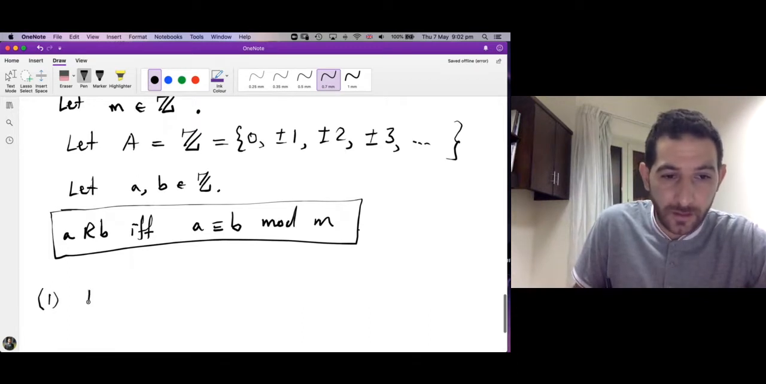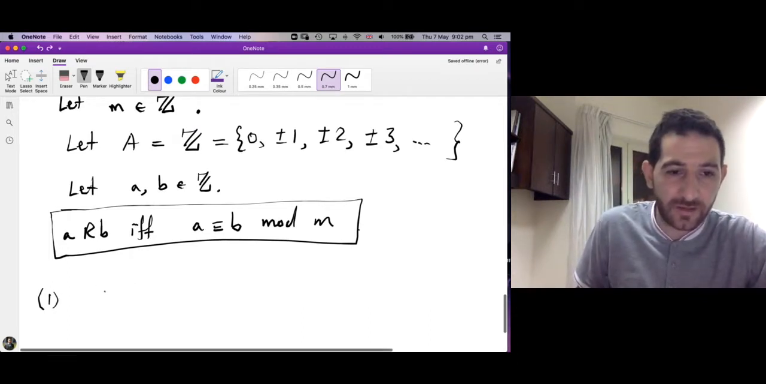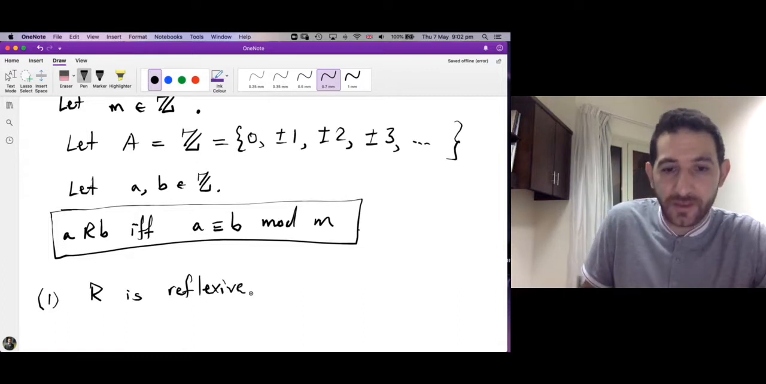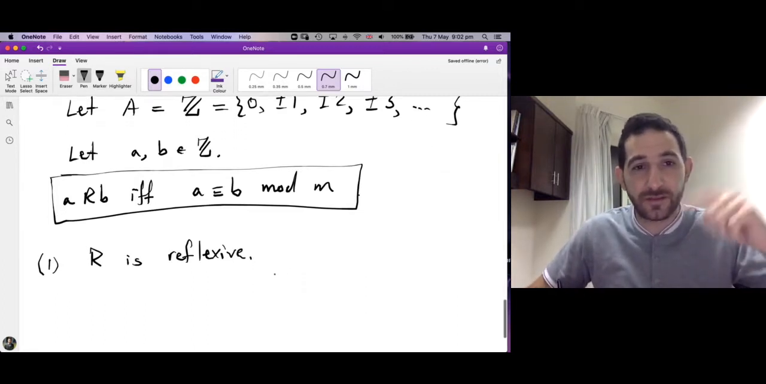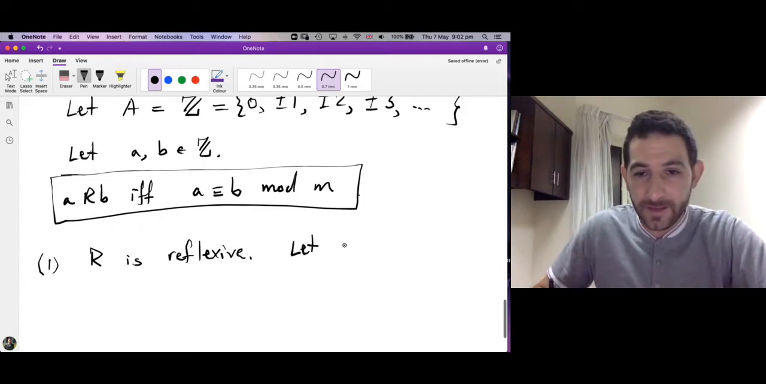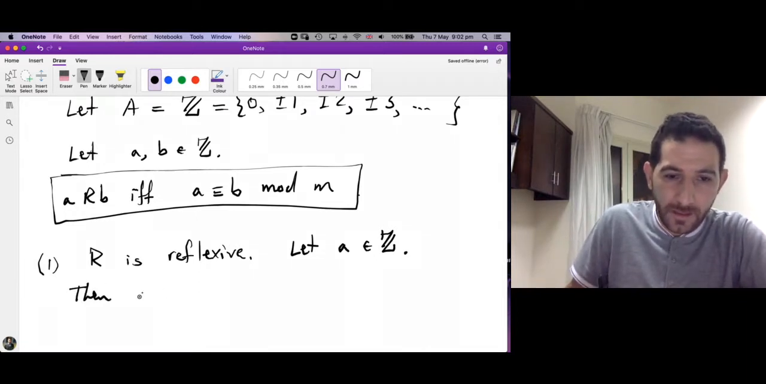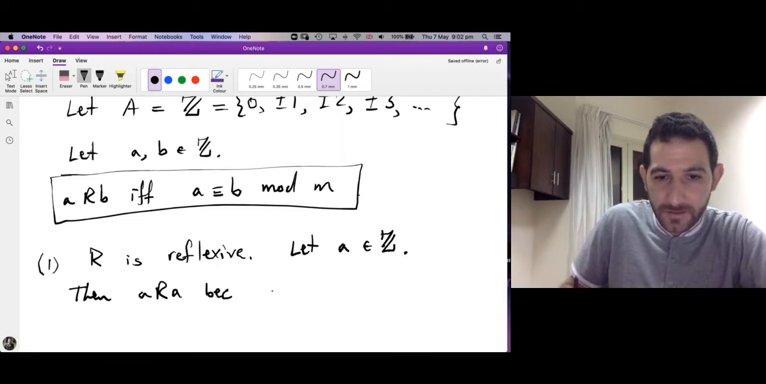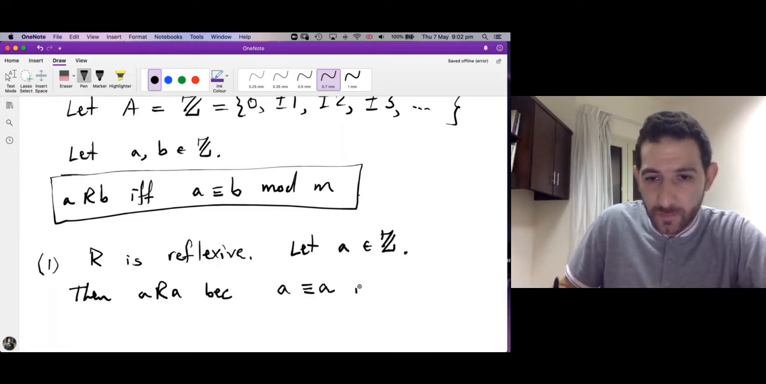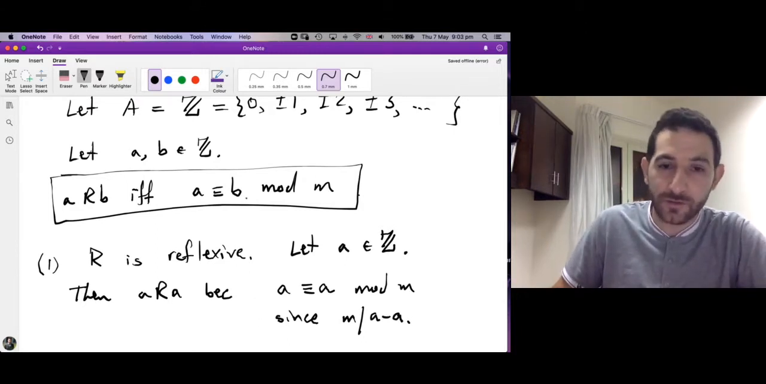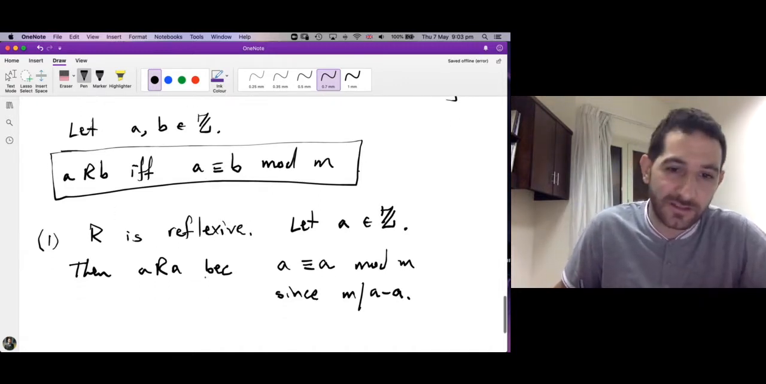So first, R is reflexive. How do you prove that a relation is reflexive? You need to show that every element in the set A is related to itself. So let a be an integer. Then a is related to itself because a is congruent to a mod m, since m divides a minus a, which is 0. Okay, so since a is congruent to itself mod m, then by definition of the relation we see that every element is related to itself. So it's a reflexive relation.